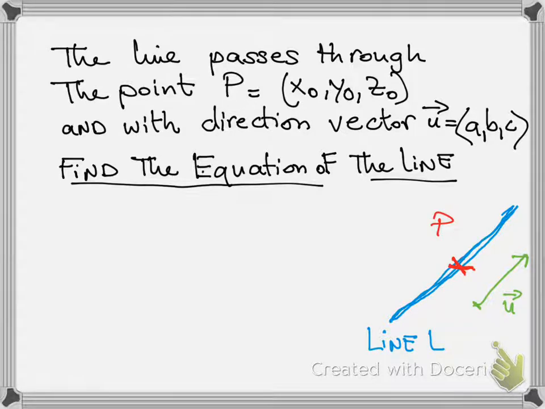So how do you do that? Well, the idea is the following. Take any point which lies on the line L, like this point here. I don't know the coordinates of this point, so they're unknown. Let's call them x, y, z. The point P, we said, is x0, y0, and z0.